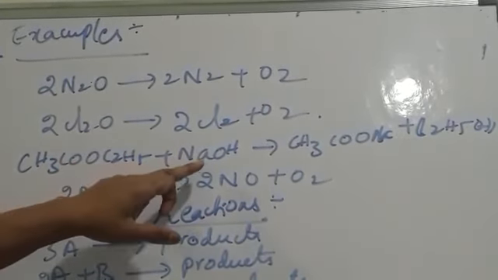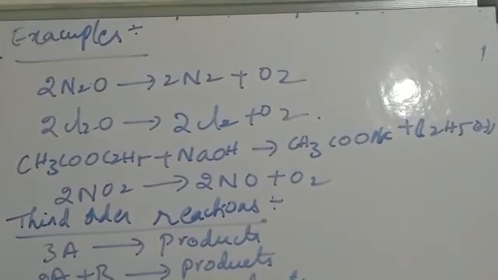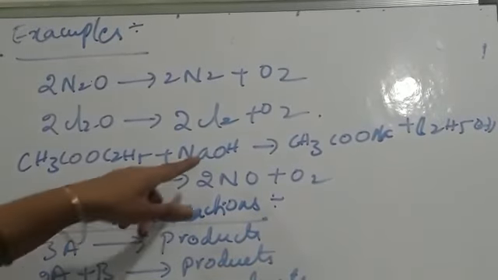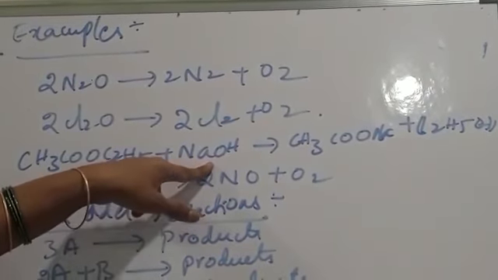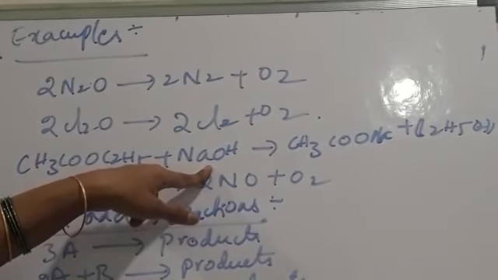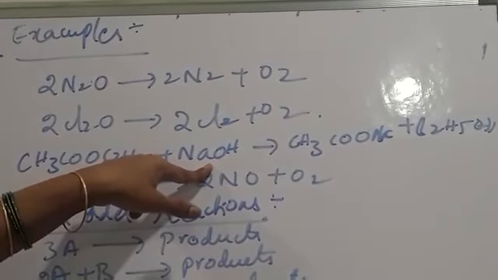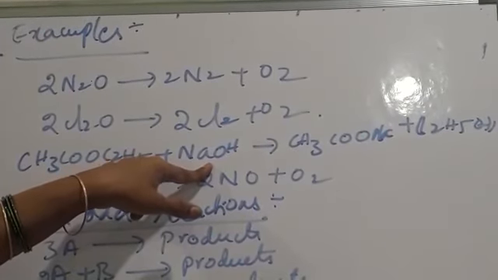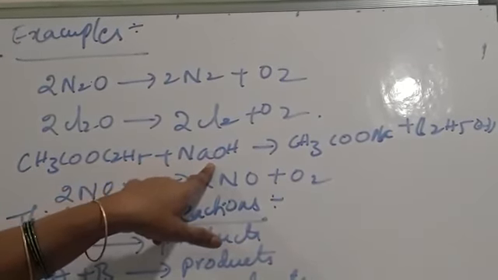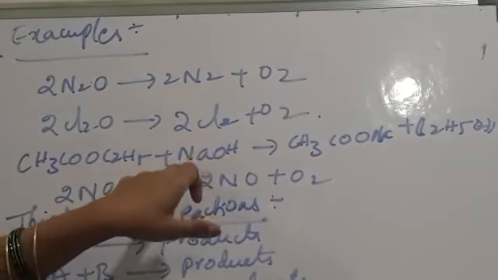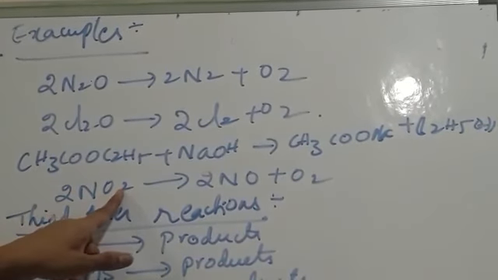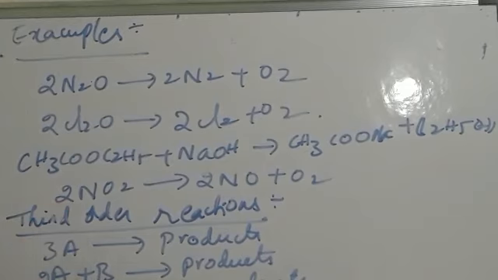Then alkaline hydrolysis of ester, CH3COOC2H5. This is also an example of a second order reaction. Here we are using alkali, whereas in the first order case, hydrolysis of ester is a pseudo first order reaction where water is in excess, so we neglect its concentration. But in this second order reaction, we consider the concentration of sodium hydroxide also. That's why the order is 2 here. Next, decomposition of nitrogen dioxide is also a second order reaction.